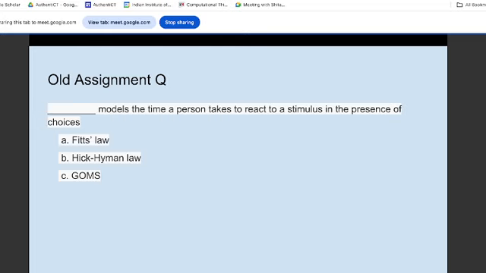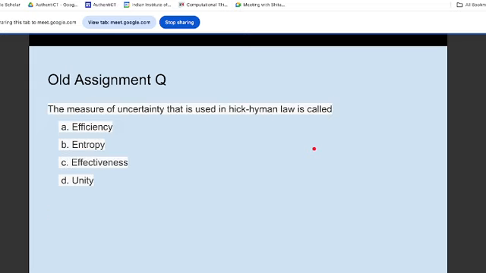There are, I think, one or two questions about the Hick-Hyman law. The dash models the time a person takes to react to a stimulus in the presence of choice. Of course, since we are learning it here, it is based on the Hick-Hyman law. And the measure of uncertainty used in the Hick-Hyman law is called, it's not efficiency, it is not effectiveness or unity, it is entropy.